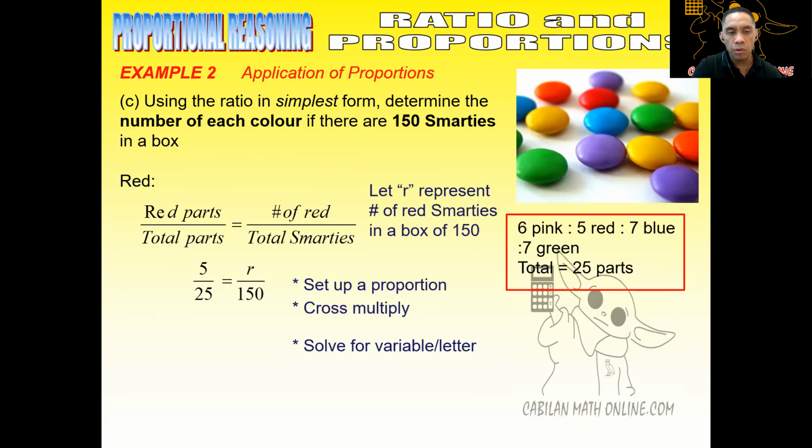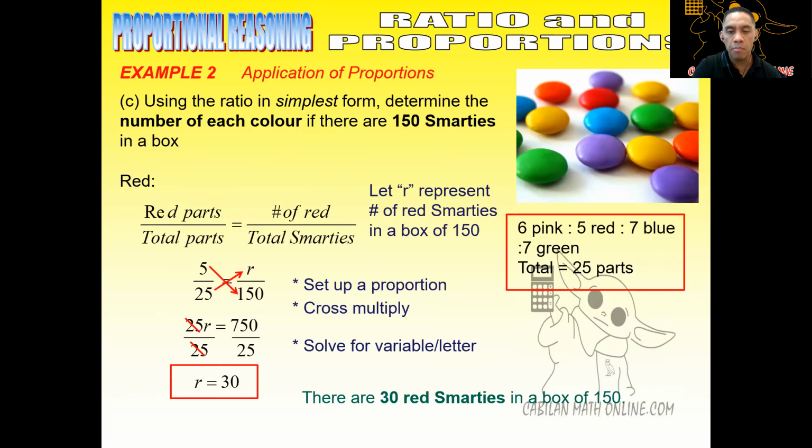So again, we cross multiply. 25 times R will give me 25R, and 5 times 150 will give me 750. And last but not least, divide both sides by 25. From here, this will give us a total of 30 red Smarties in a box of 150.